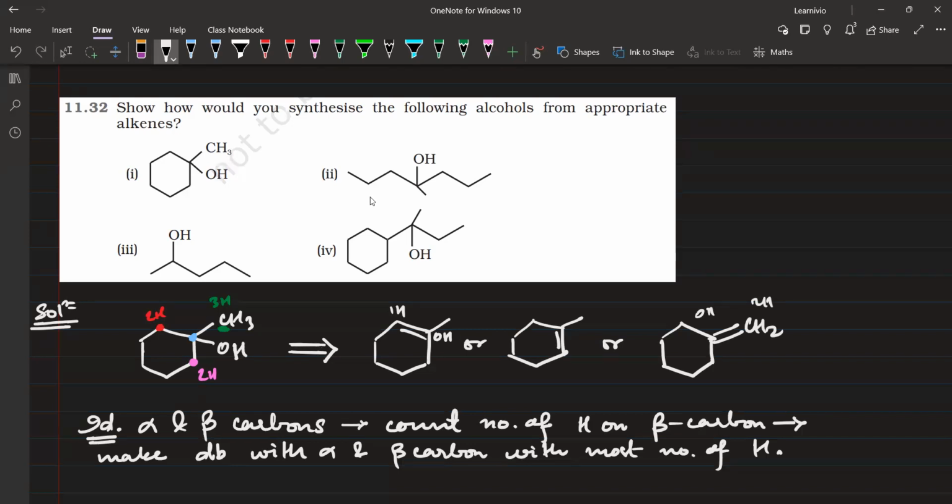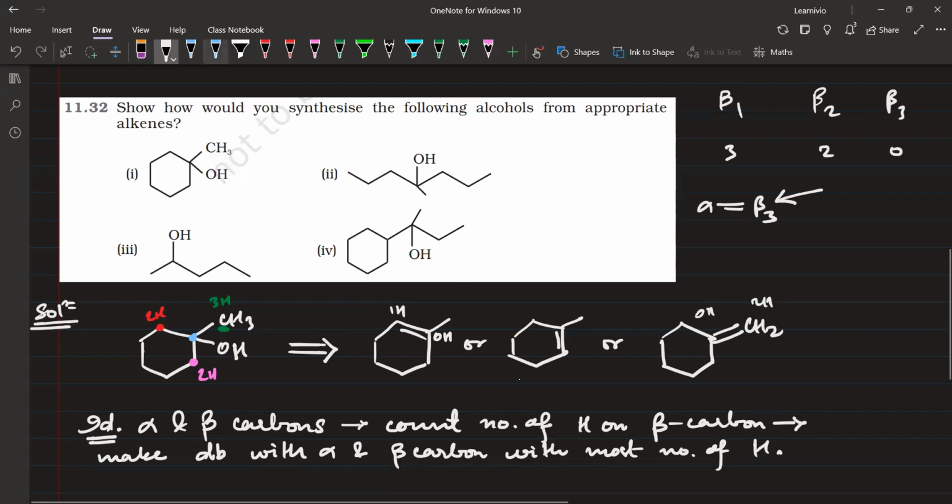So the logic is, for example, I have alpha and I have beta. Alpha will always keep a double bond, as you have seen. So you have beta, let's suppose beta 1, beta 2 and beta 3. Let's suppose beta 1 is having 3 hydrogens, beta 2 is having 2 hydrogens, beta 3 is having 1 hydrogen. Now, if I make a double bond between alpha and beta 3, then beta 3 also has a possibility of being chosen, because you are going to see alcohol.